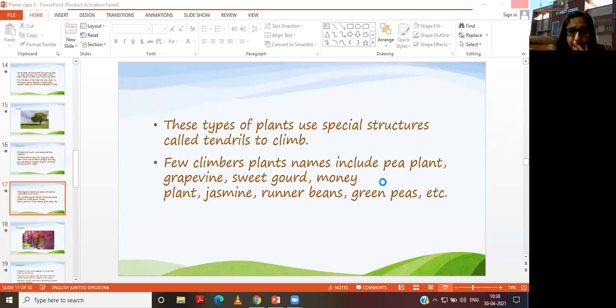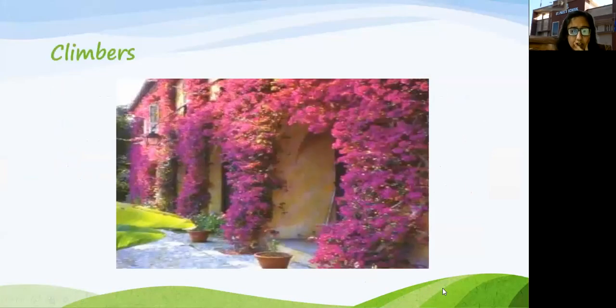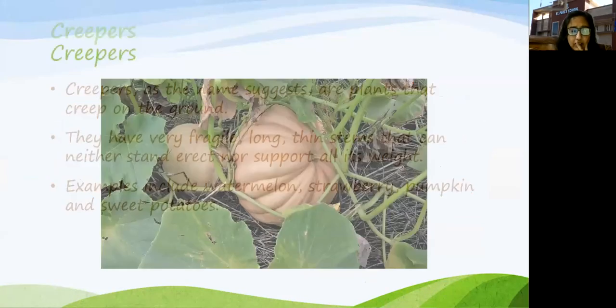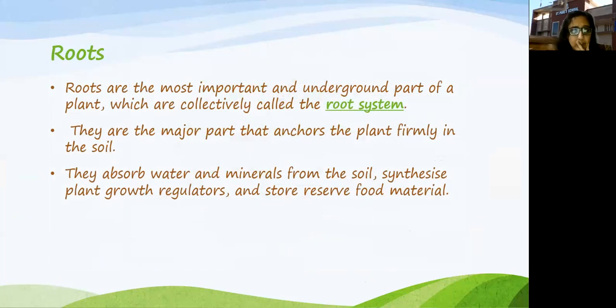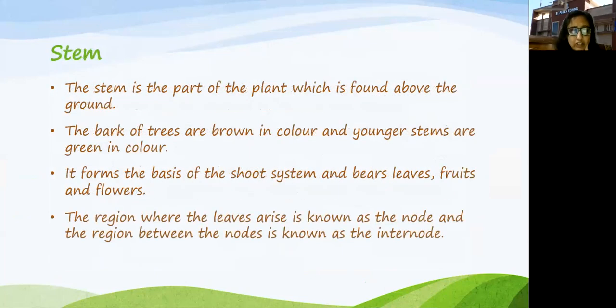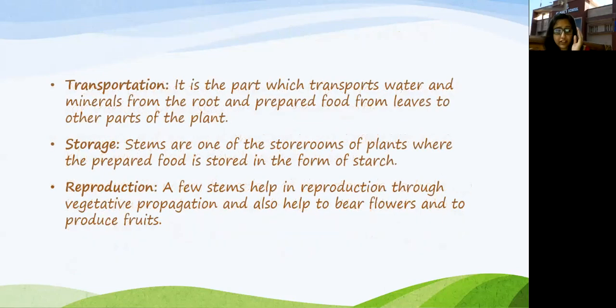Now, climbers done, creepers, parts of a plant. This I had already started, root and shoot system. I'd already explained to you roots, we are already done with this. Stem also done. Yes, the important functions of a stem. We were on this topic.